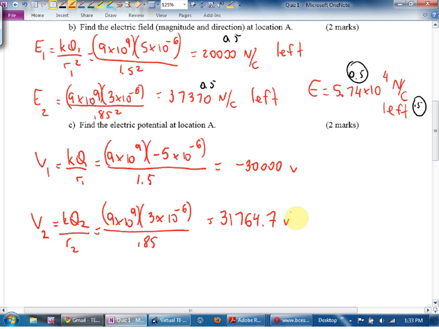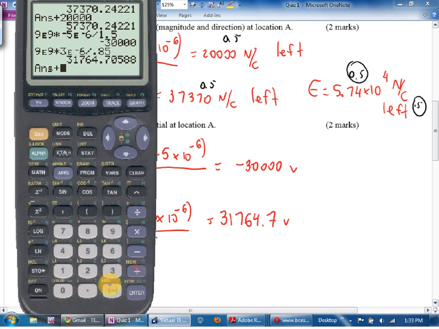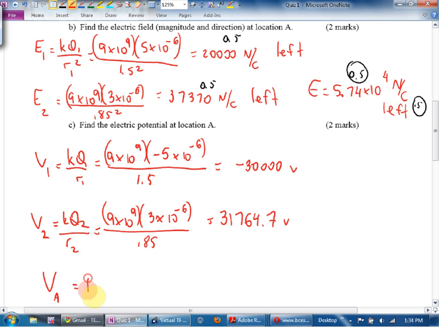What's the total voltage? Add them up. The voltage at A is 31,764.7 plus negative 30,000, which is 1,764.7, 1.76 times 10 to the third volts.